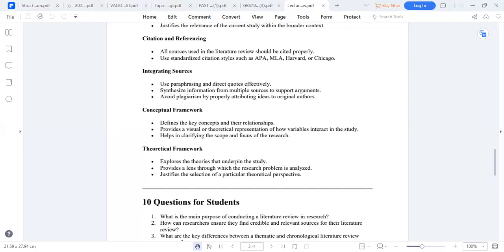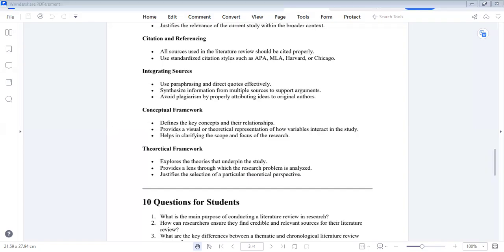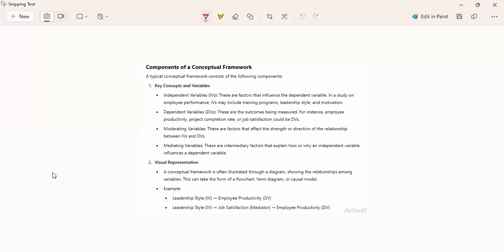So I'm going to show you a sample of a conceptual framework, but first of all, you must understand the components of the conceptual framework. So we talked about the independent variable, which is the factors that influence the dependent variables. We also have the dependent variables, which is the outcome. The input is the independent variables. The outcome is the dependent variable.